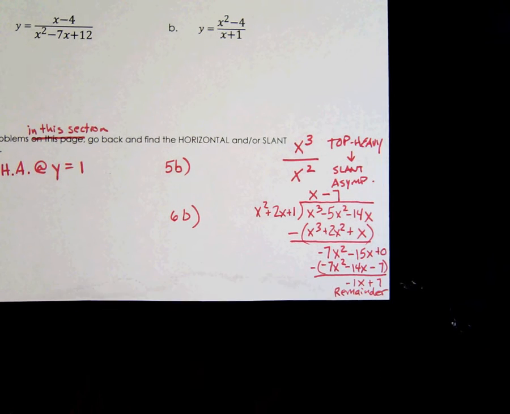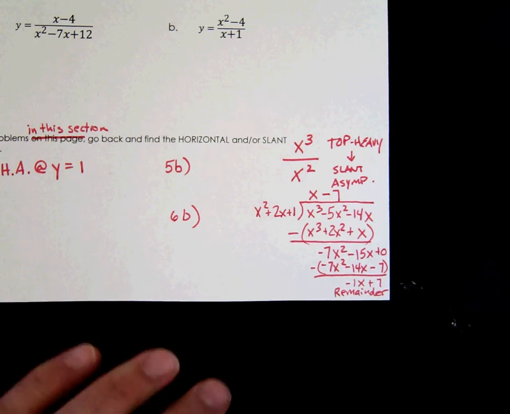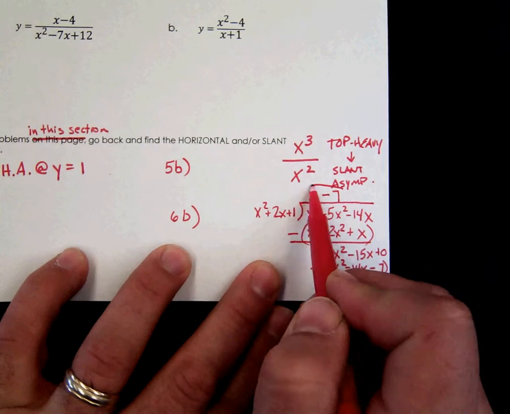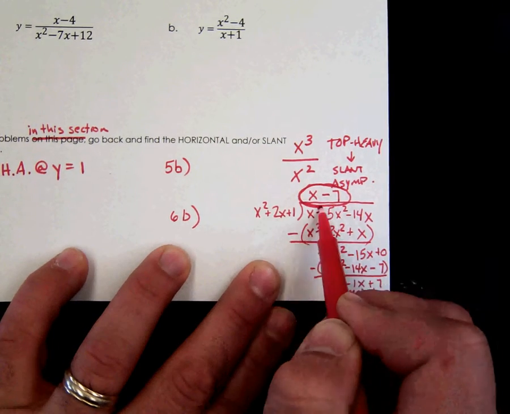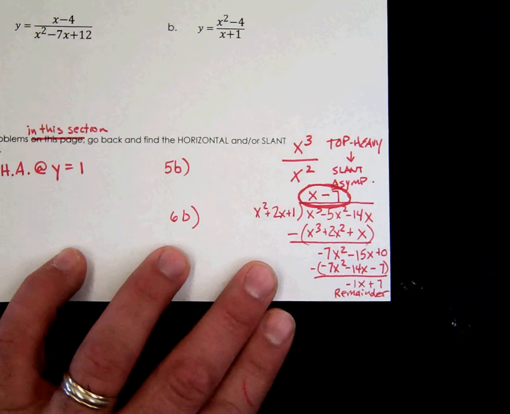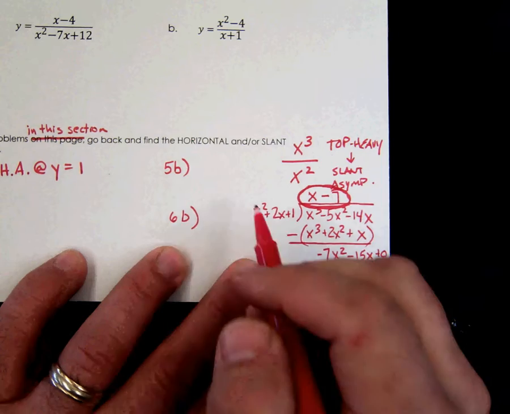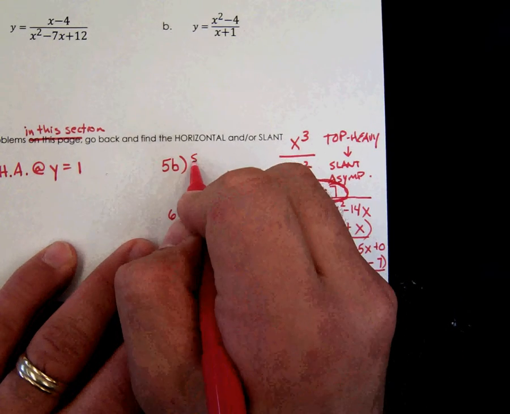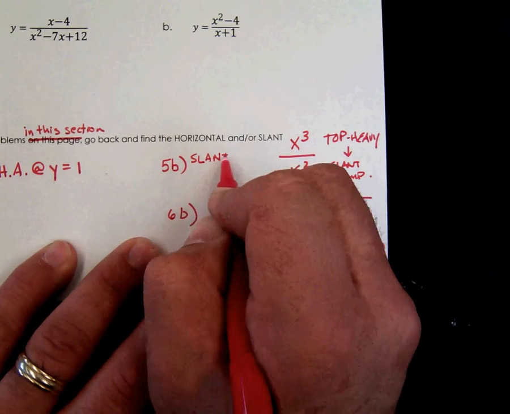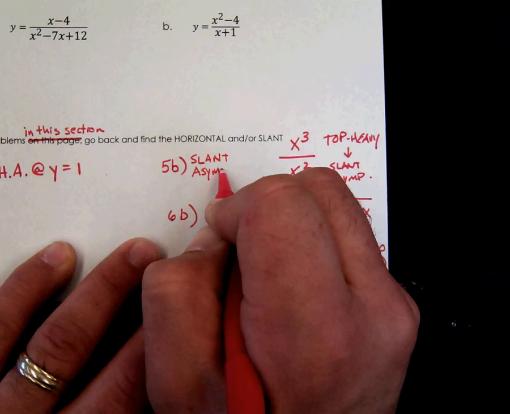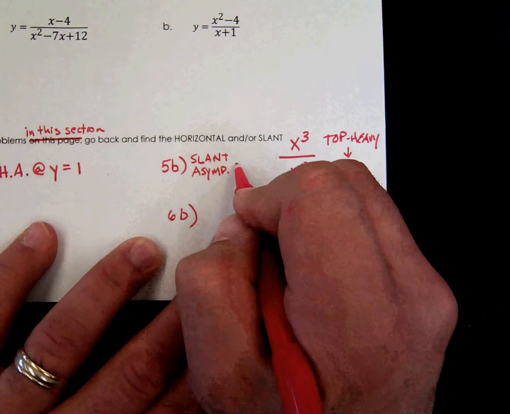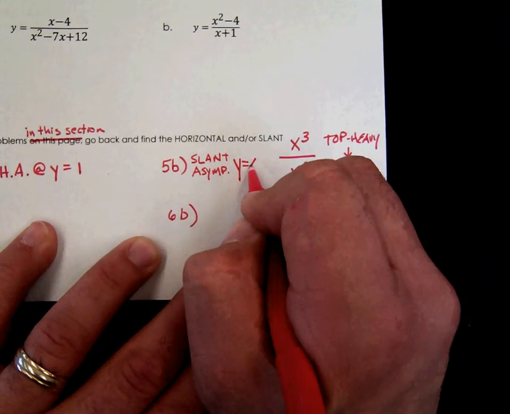If your task was to rewrite this function with its remainder, then I would carry that remainder up to the top and put it over the divisor. That's not really what we're interested in. We're just interested in this x minus 7. That portion of the quotient, not including the remainder, is where your slant asymptote is. Your slant asymptote will be at the line y equals x minus 7.